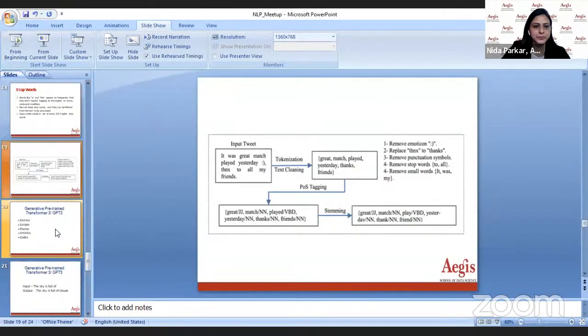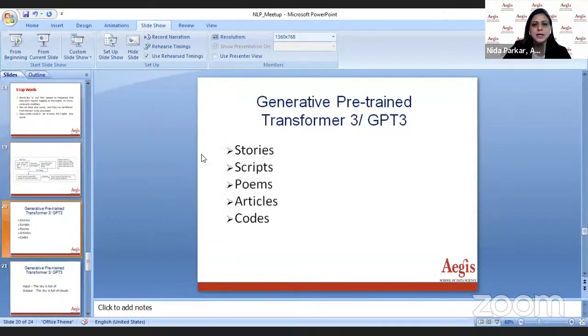So moving further, there are a lot of pre-trained models already available in the market that are trained on huge parameters. One of the examples is GPT-3. It is a pre-trained transformer which is capable of writing stories, scripts, poems, articles, as well as code. So that's the power of GPT-3.